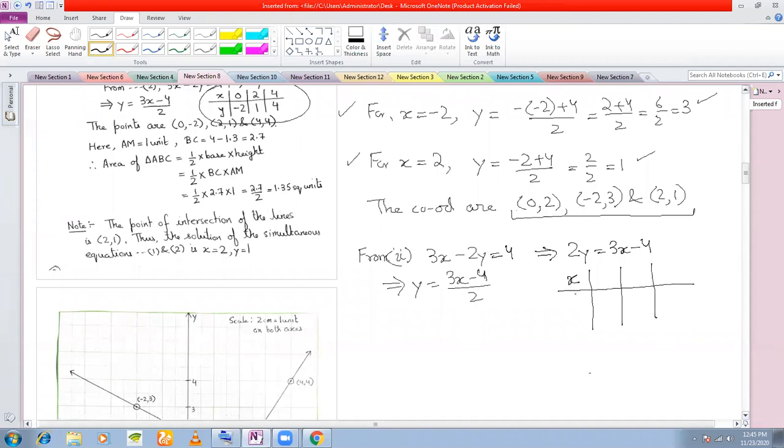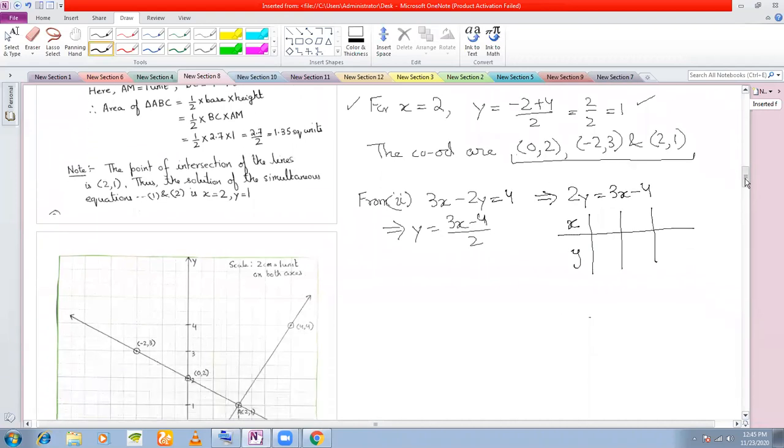We have x, we have y. Again, let's start with -1, 0 and 1. For x is equal to -1, let's see what we get. y is equal to 3 times -1 minus 4 divided by 2. So we get -3 minus 4 divided by 2, -7 by 2, a fractional value. So we reject this. So x is equal to -1, we will not consider.